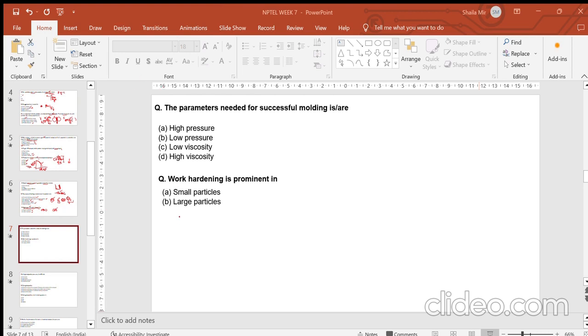Now the next question is, is work hardening prominent in small particles or larger particles? This work hardening happens during compaction when you have mostly metallic powders. These metallic powders under compaction tend to get work hardened because of their inherent property. Because they are metals, they have an inherent property to deform plastically, so they will tend to work harden. So during work hardening, which of it is right? Will work hardening be prominent in small particles or in larger particles?